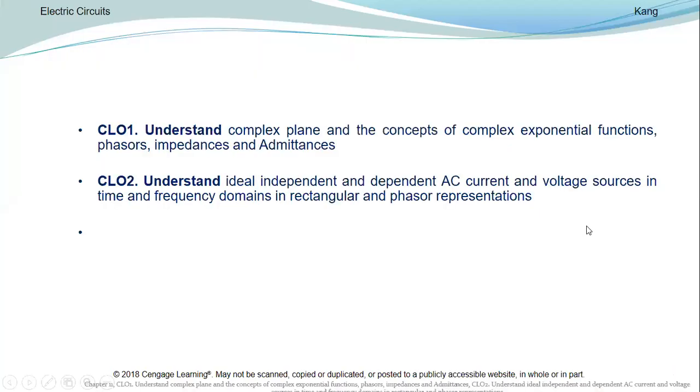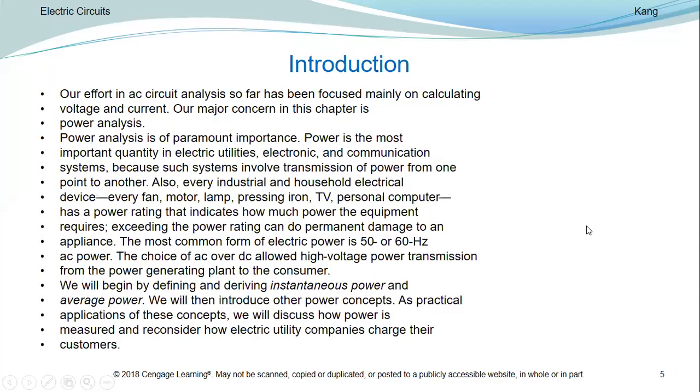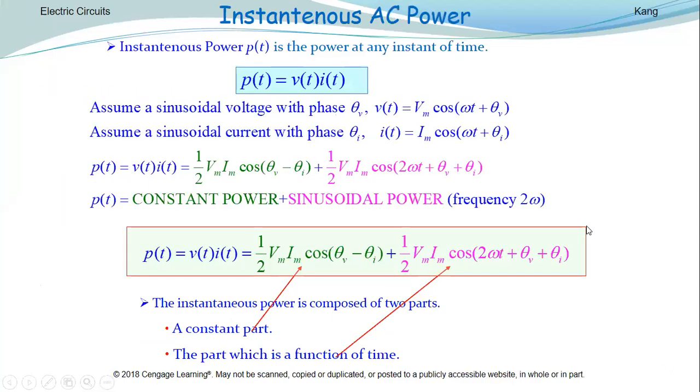Okay, so AC power. Yes, there is an instantaneous AC power formula. As we know, instantaneous power is related to the power at any instant of time. It is the product of two factors, the voltage and the current, with respect to time.